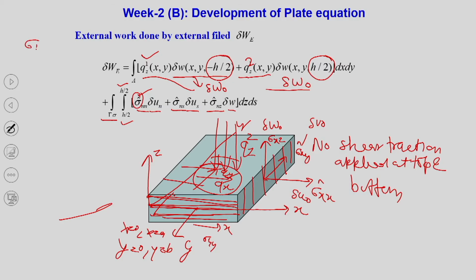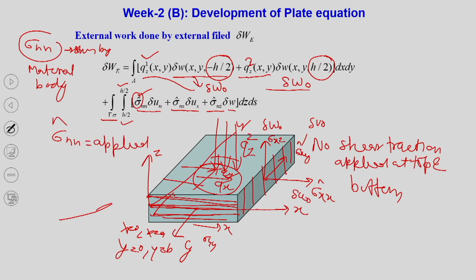So, initially we were having Nn, that is the stress by the material inside a body, but Nn hat is applied on the body. Okay. So, we can write sigma nn hat del u naught, sigma ns hat del us plus sigma nz hat del w, where it will work over dz and ds.